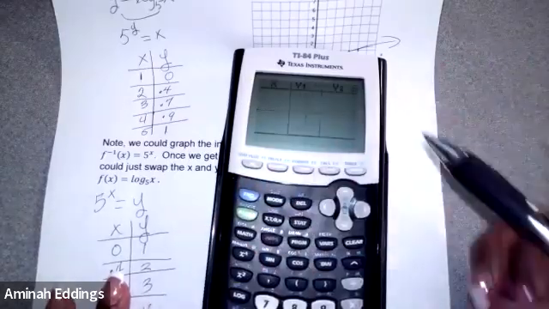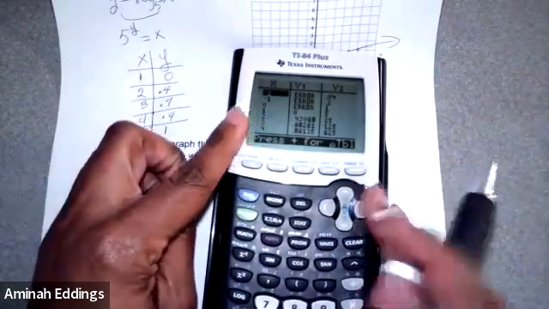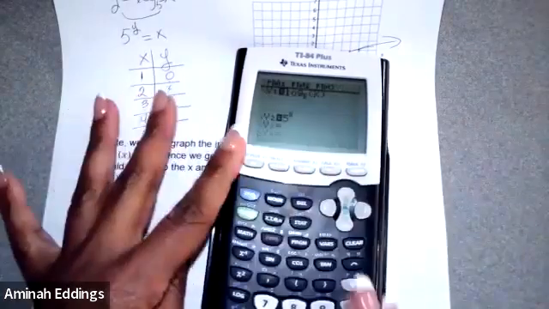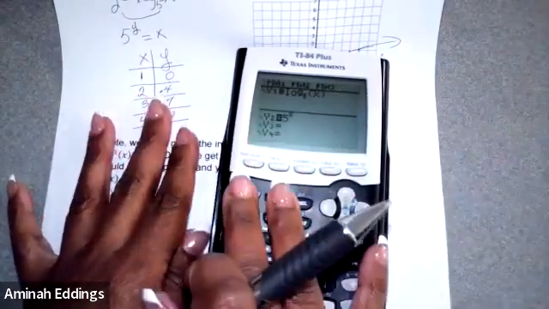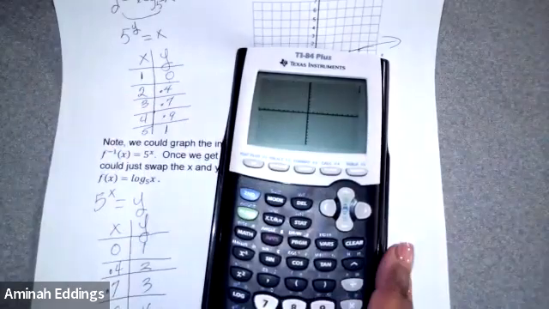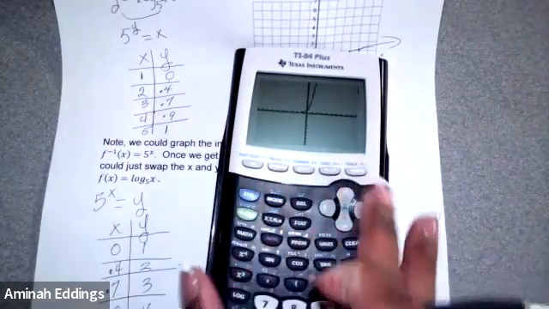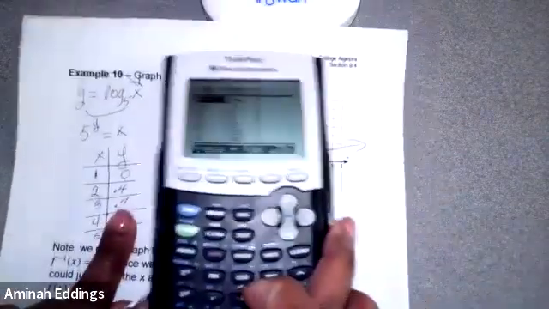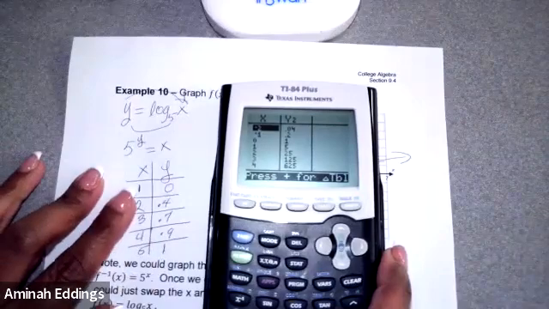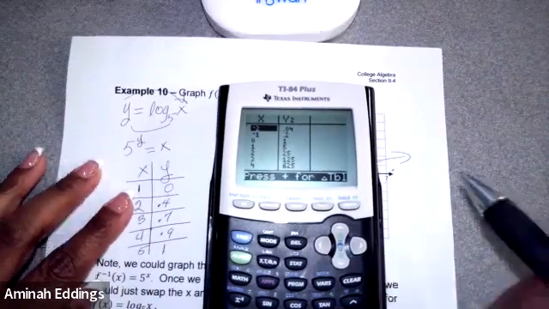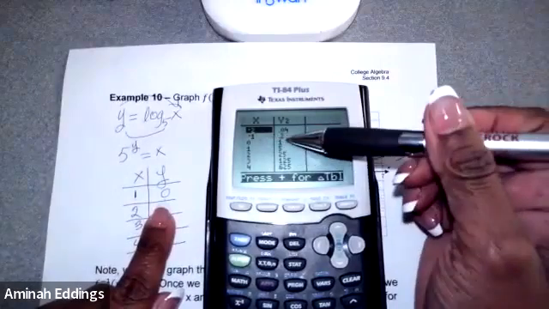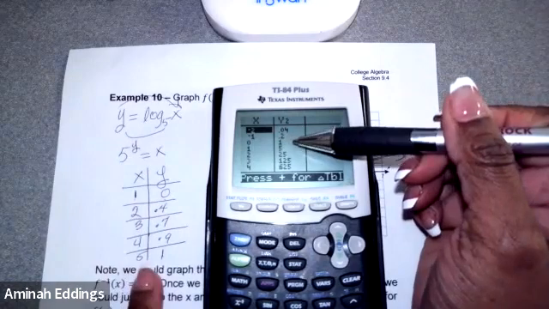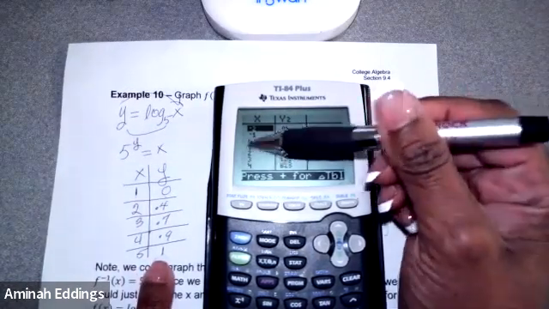If you go to your table, this is what I was talking about. Let me turn it off so you can see a little bit better. This is our table for our logarithmic function. I had 1, 0. Here you see 0, 1. I had 5, 1. Here you see 1, 5.